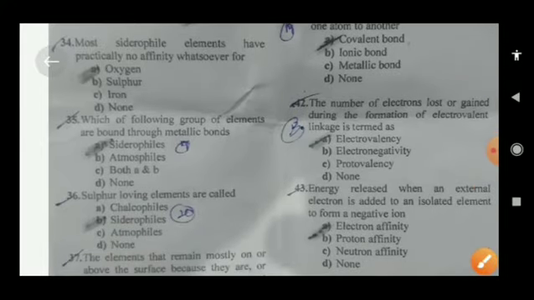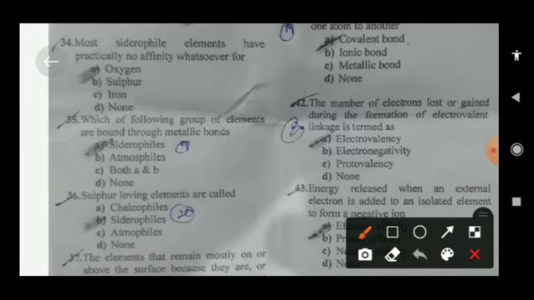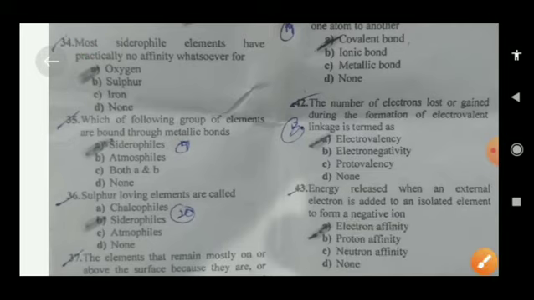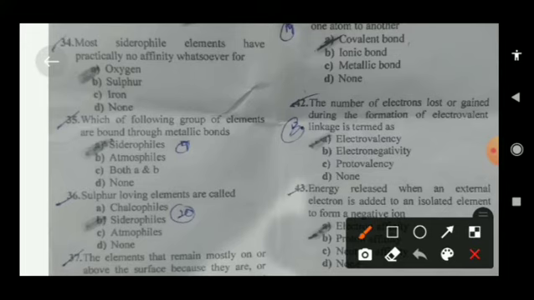Next question is, most siderophile elements have practically no affinity whatever for. The right option is oxygen. Next question is, which of the following group of elements are bound through metallic bonds? The right option is siderophiles. Next question is, sulfur loving elements are called. The right option is siderophiles.